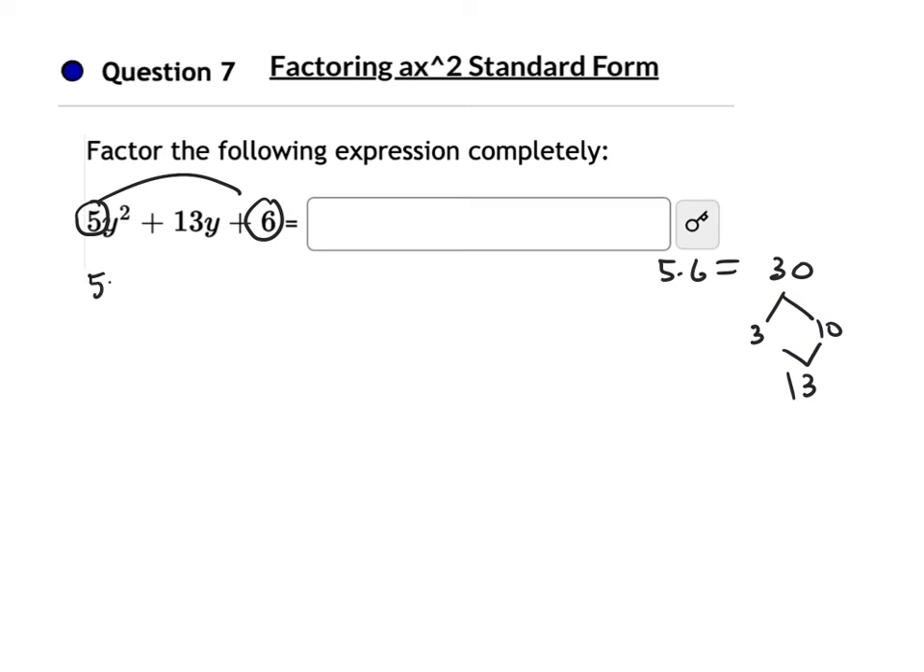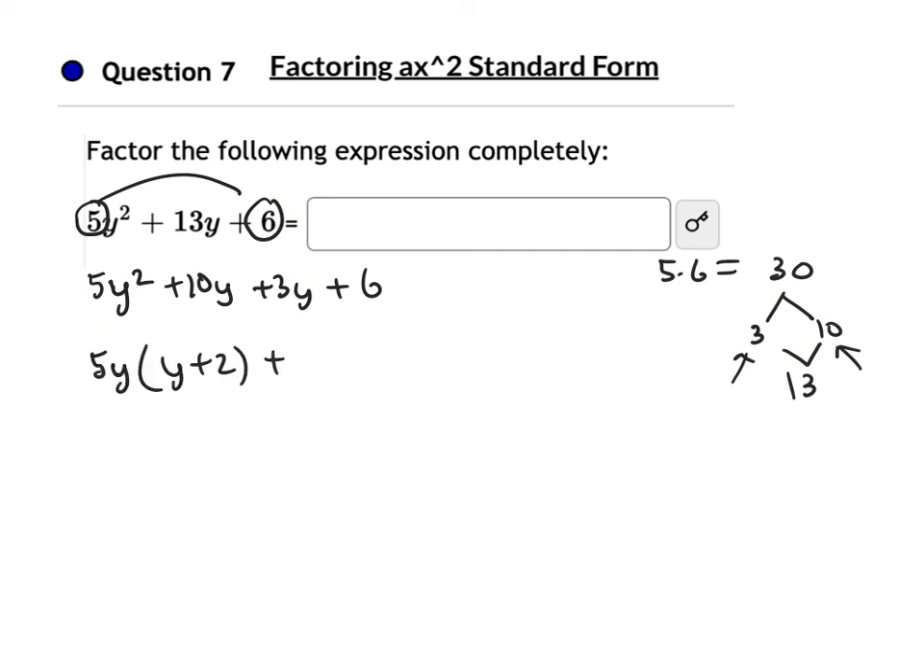This is 5y squared. You can go either order. Either put the 3 or the 10 next. It makes no difference. I'm going to do the 10 because I like it with the 5. Plus 3y plus 6. First two have a 5y in them, times y plus 2. Last two, bring down that plus, have a 3 in them, times y plus 2. Pull out the y plus 2 from both terms, and y plus 2 times 5y plus 3 is our answer.